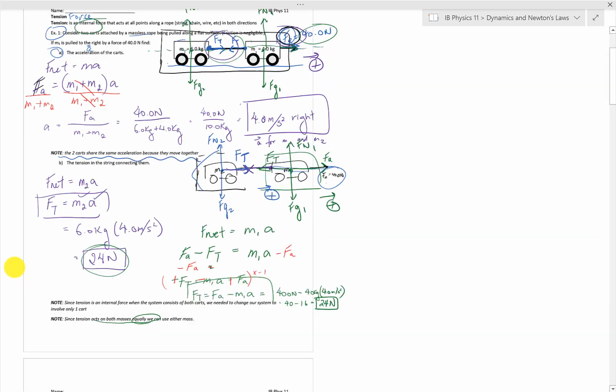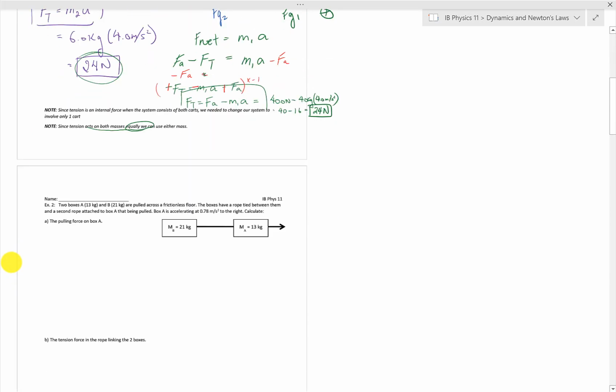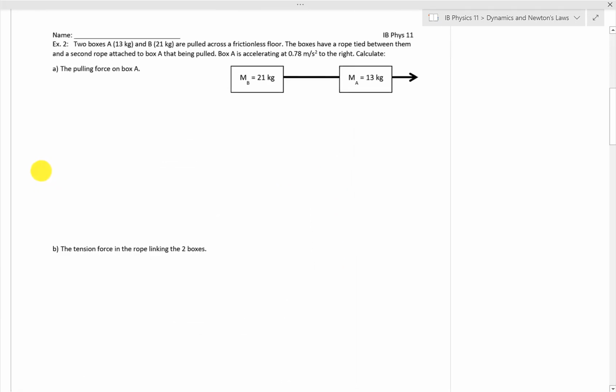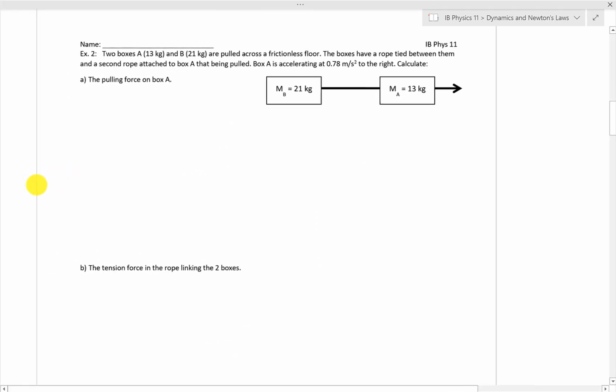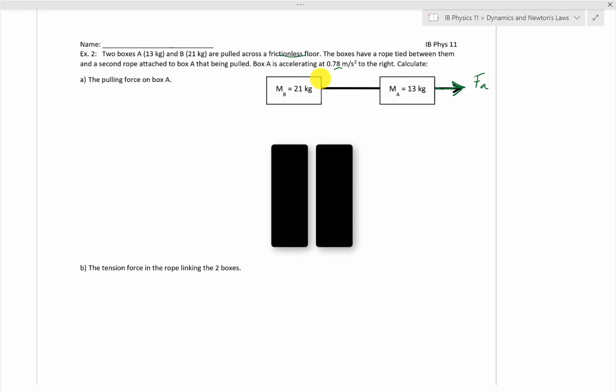Hopefully you can apply it to the next example, which I'm going to give you a chance to do. Example 2, A and B. This time you have boxes sliding across, again, a frictionless floor. But this time you are told the acceleration and are asked to calculate the pulling force on box A. So you're trying to find this applied force right here. And for B, you're trying to find the tension force in the rope linking the two masses. So this is a good time to pause the video and give this a try.